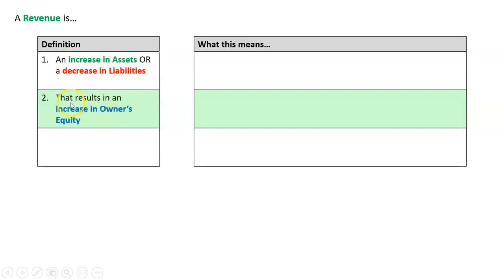Now, 2, it's got to result in an increase in owner's equity. And 3, it's got to arise in the course of the ordinary activities of the business. That is a lot to remember, and it's very formal. So let's just break it down.